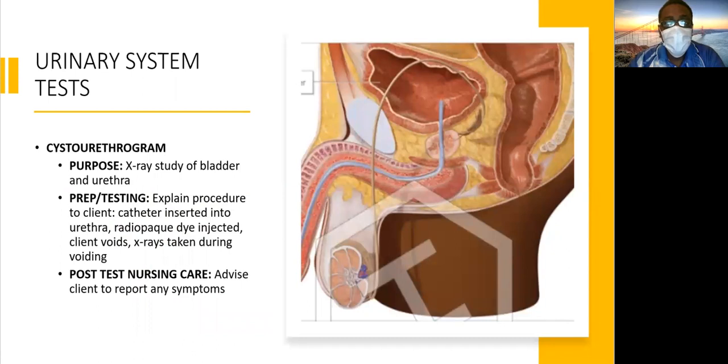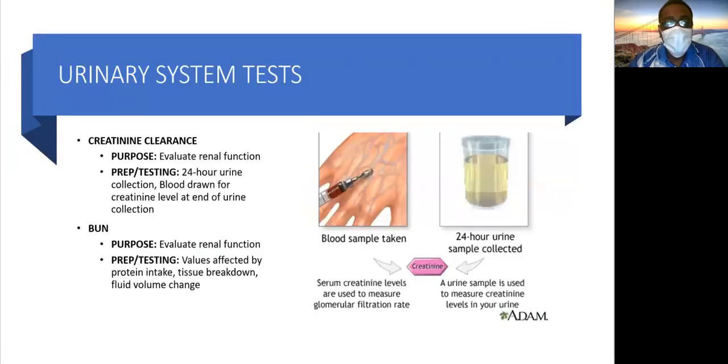We also have cystourethrogram, which is an X-ray study of the bladder and the urethra. Please explain the procedure to clients. A catheter is inserted into the urethra, and a radiopaque dye is then injected, and then the client will be asked to void, and as he's voiding, X-rays will be taken. At the end of the test, as part of your post-test nursing care, advise the client to report any symptoms.